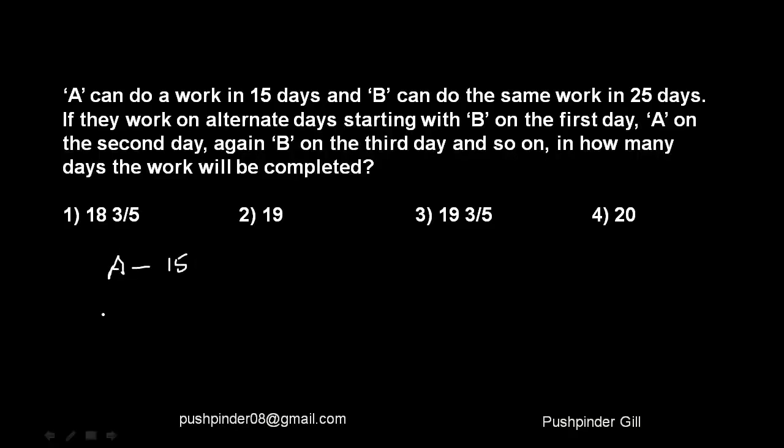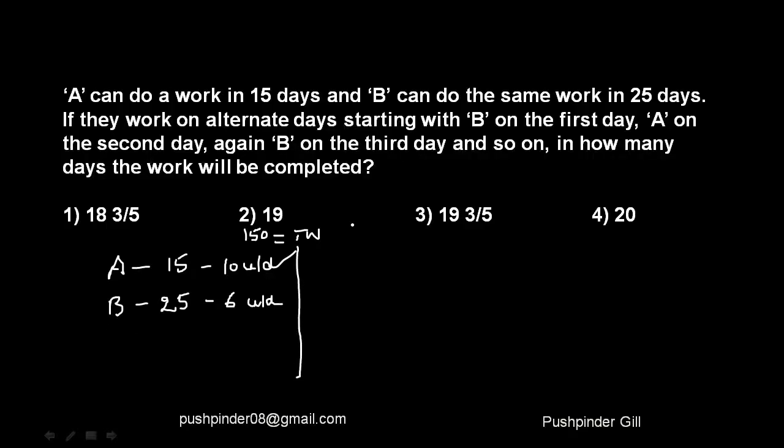So A does the work in 15 days and B is able to finish that same job in 25 days. Now let us assume some number of units. Give me a good number which is divisible by 15 and 25. Yes, let's assume the work to be of 150 units, right? Which means that A is going to finish 10 units every day and B is going to finish 6 units every day. If I've done the math right. Yeah. Right?